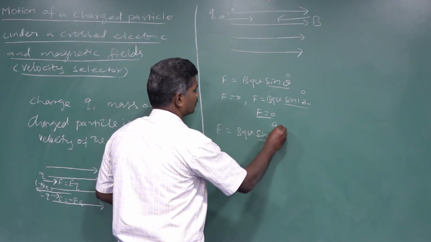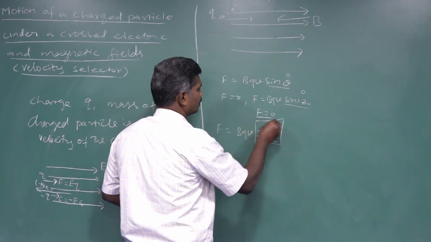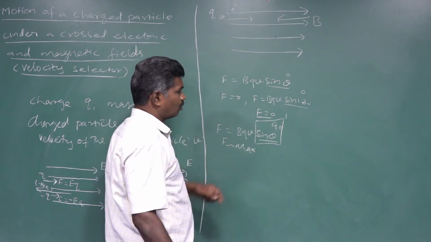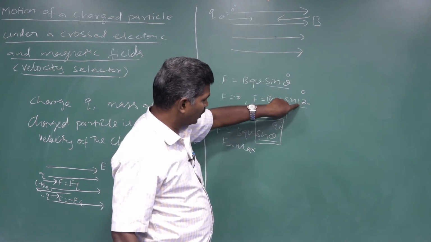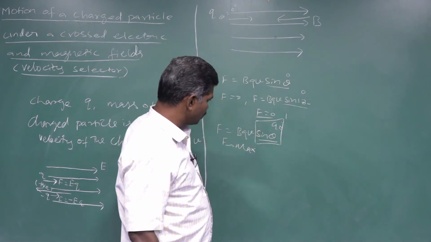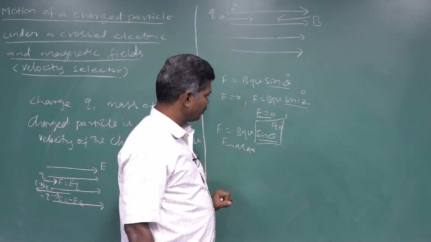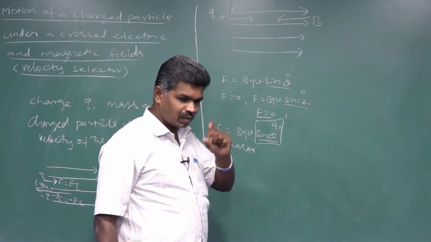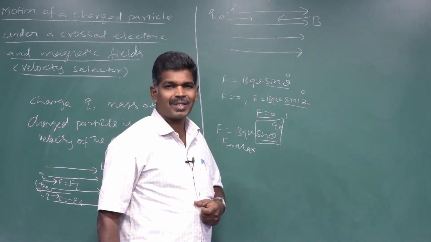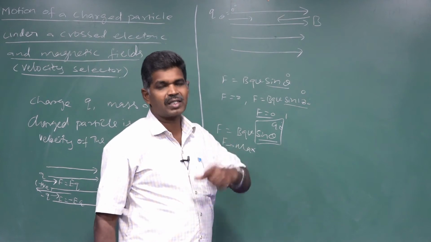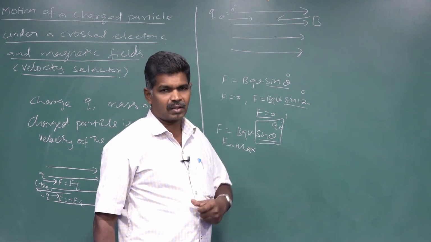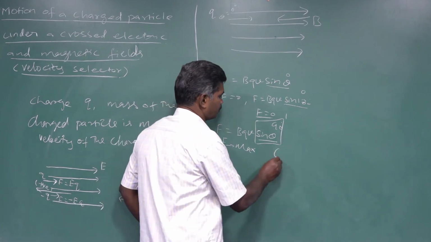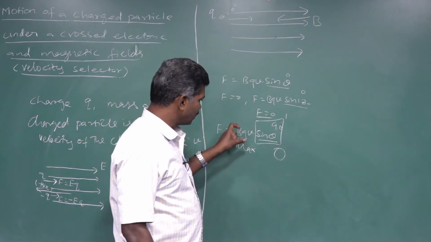theta. If theta is 90 degrees, sin 90 becomes 1, and the force becomes maximum. So for 180 degrees and 0 degrees, the force is 0. 90 degrees, perpendicular entry, means maximum force. So what shape is the path? According to Fleming's left hand rule, we can trace that the charged particle in a uniform magnetic field moves in a circular path if it enters perpendicularly.